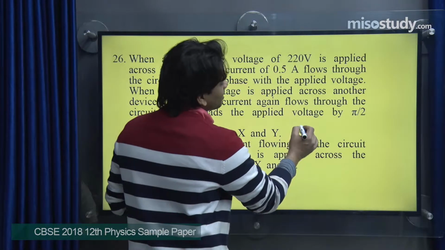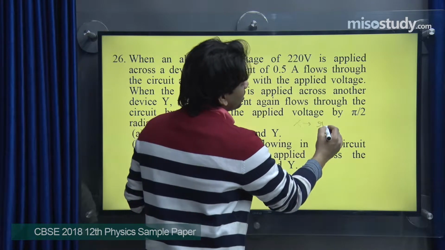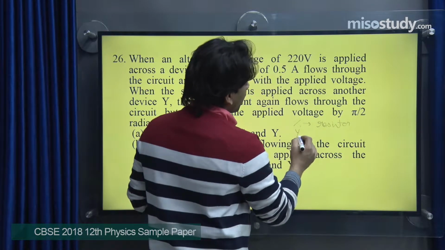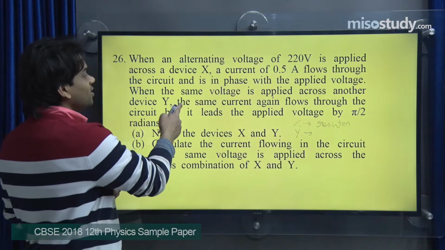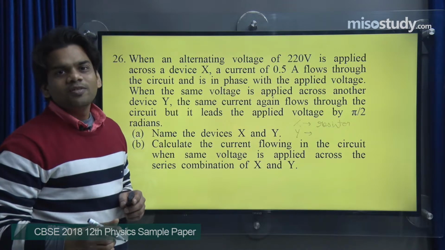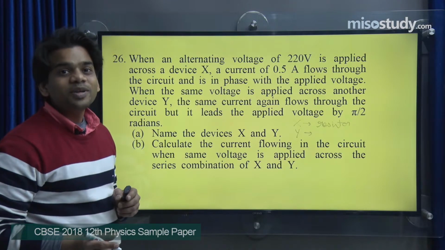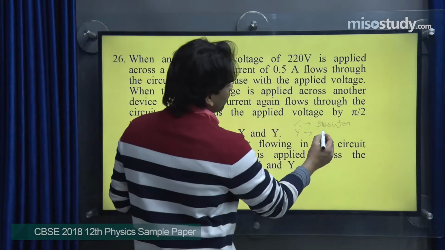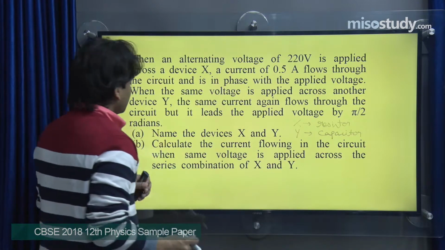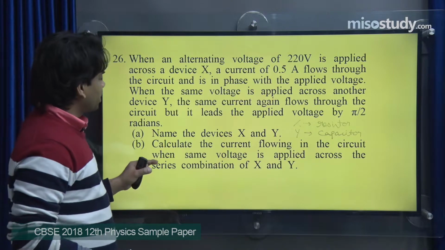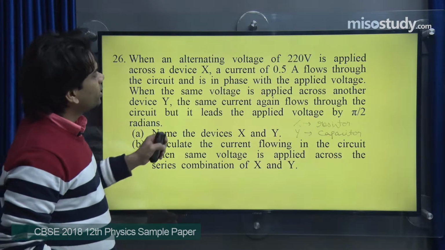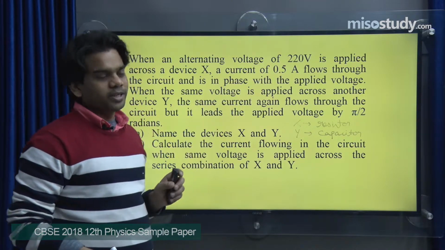So we got that X is nothing but a resistor, and Y, see that the same current again flows through the circuit, but it leads the applied voltage. When current leads, that means it's a case of a capacitor, so Y is a capacitor. Calculate the current flowing in the circuit when the same voltage is applied across the series combination of X and Y. Same voltage, that is 220 volt.